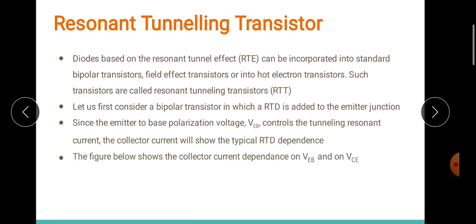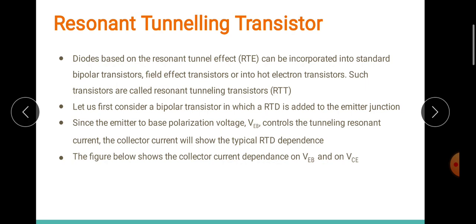Okay. The resonant tunneling diode plus a BJT or FET or hot electron transistors will give you the resonant tunneling transistor. A diode plus a transistor gives you not any diode: RTDs, resonant tunneling diode plus BJT, or RTD plus FET, or RTD plus HET, hot electron transistor. Any of these three combinations, the resultant device is the resonant tunneling transistor.